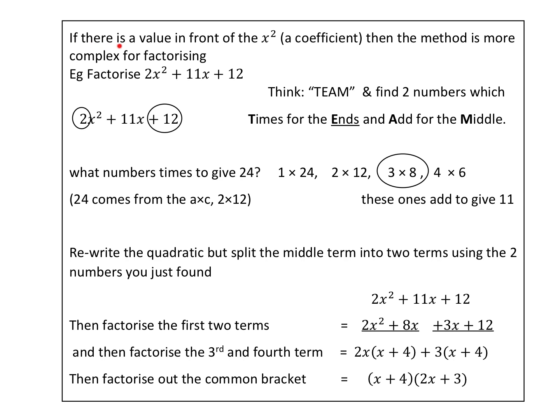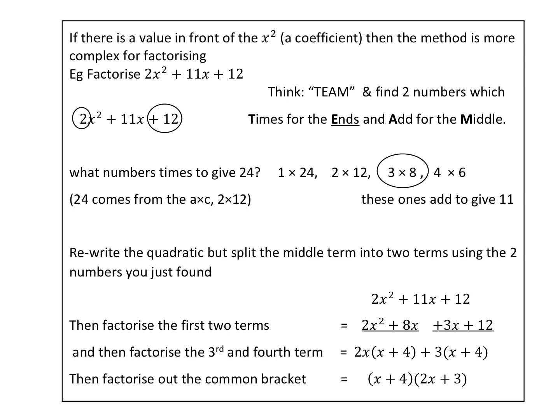So if there is a value in front of the x squared, that being a coefficient, then the method is more complex for factorizing. So for example, if you're asked to factorize 2x squared plus 11x plus 12, you cannot go into double brackets straight away. The method is, however, slightly similar.